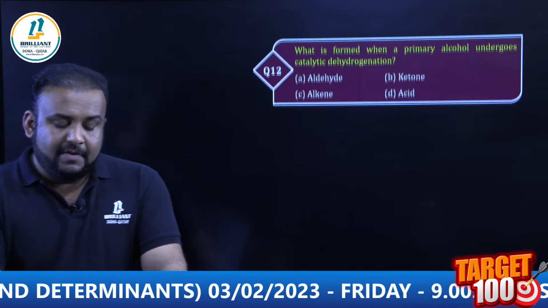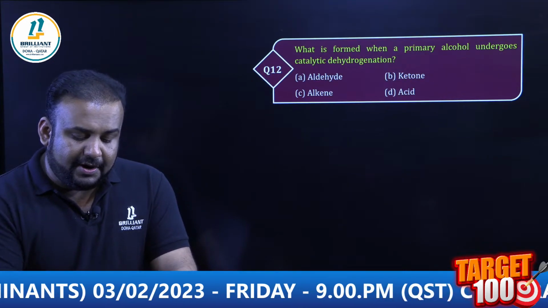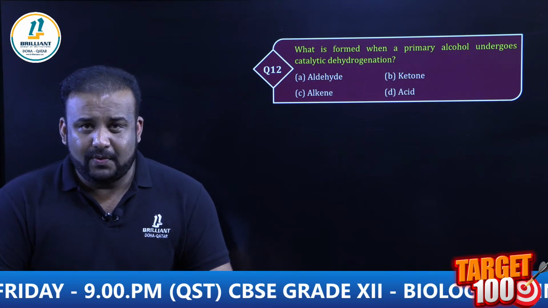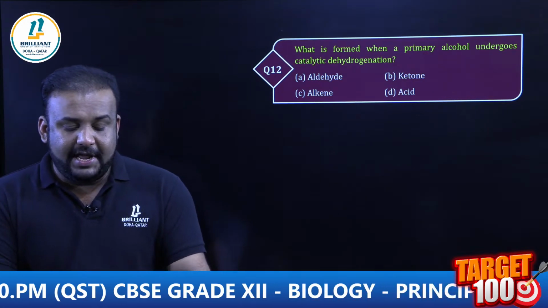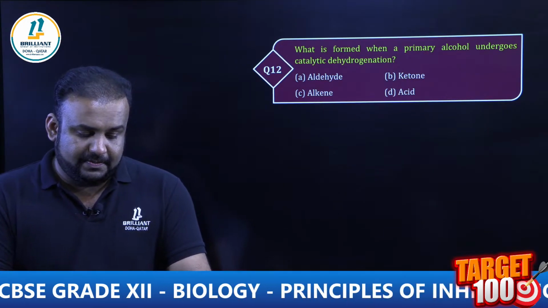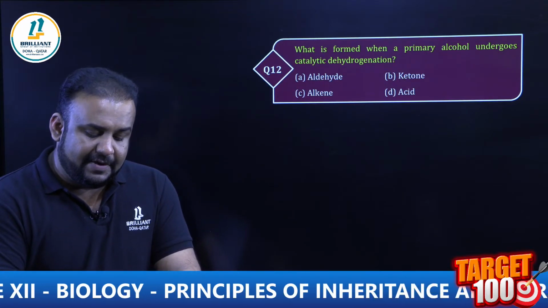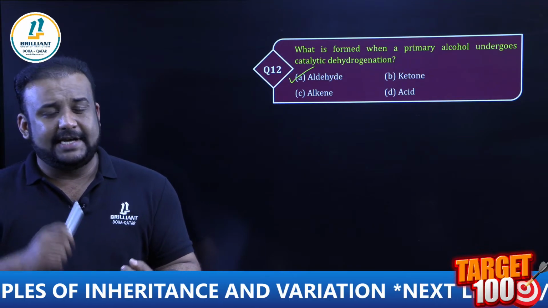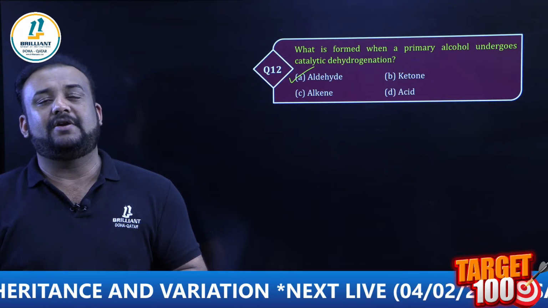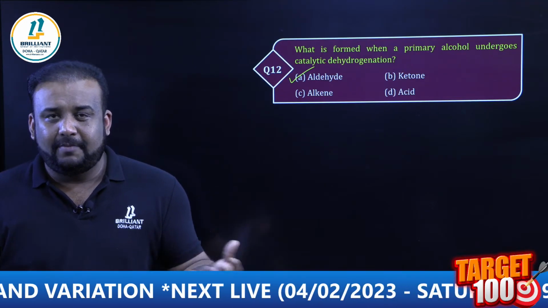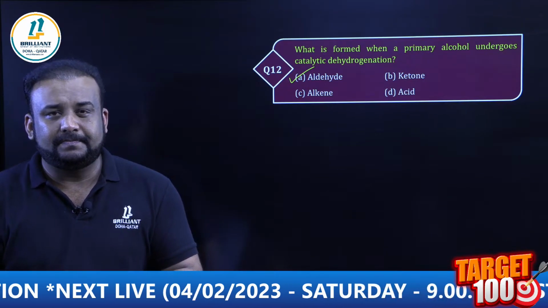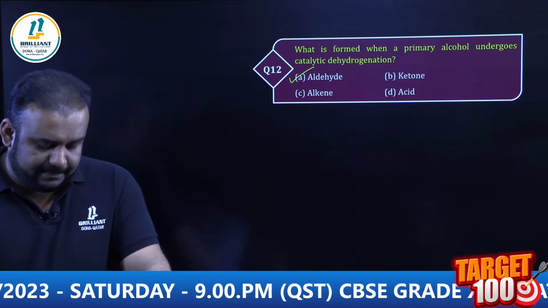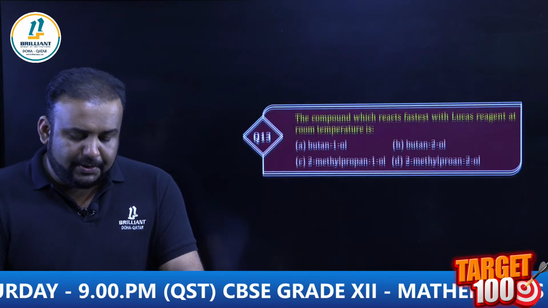Now the next one. What is formed when a primary alcohol undergoes catalytic dehydrogenation? We already answered that. I already told you. What will you get if you dehydrogenate primary alcohol? Yes, we get an aldehyde. Again, primary alcohol will give you aldehyde, secondary will give you ketone, tertiary will undergo alkene formation. Is it clear to everyone? Right. Let's go to the next question.